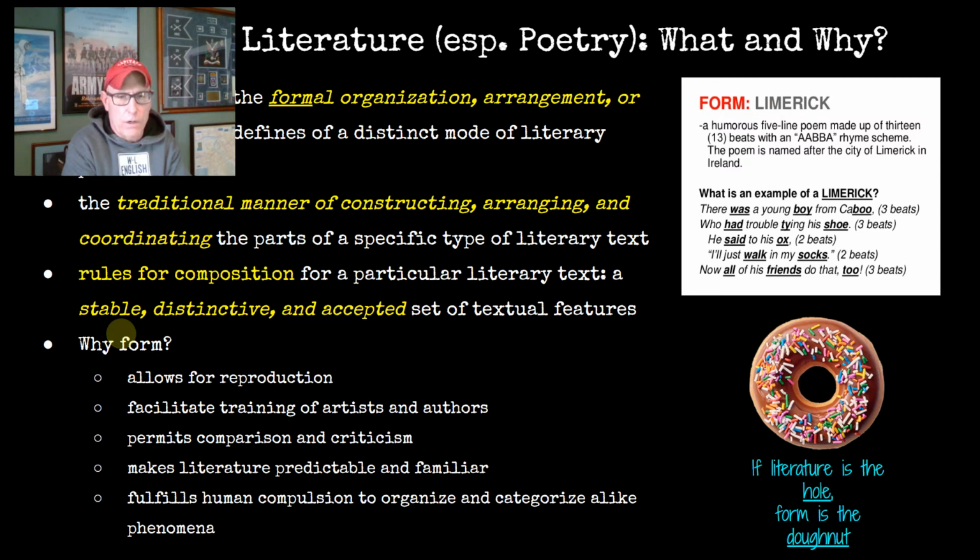Limericks are the same, or at least similar in form, across all limericks. We can look at the form of a limerick now. So up in the upper right-hand corner of the chart, you can read that a limerick is a humorous 5-line poem made up of 13 stressed syllables. Our description here calls them beats, but essentially they're stressed syllables, with an AABBA rhyme scheme.